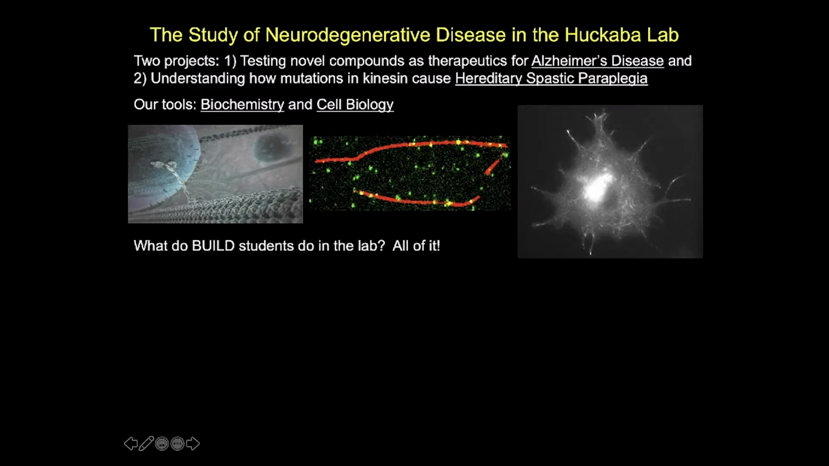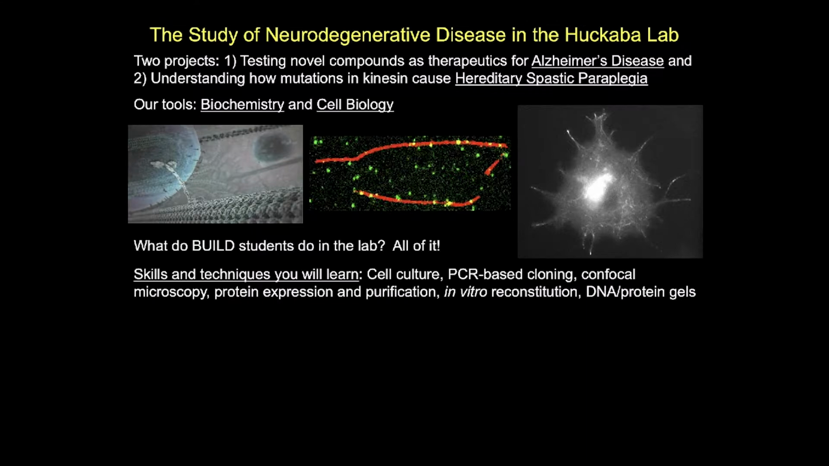And the answer is all of it. I don't train students just to do one thing. I think it's important, particularly as an undergraduate, that you're broadly trained in techniques, and techniques that aren't necessarily specific to my laboratory, but techniques that you will use regardless of what field you go into as part of your larger biomedical research career. So for example, things like cell culture, PCR-based cloning, high-resolution microscopy, protein expression and purification, in vitro reconstitution, rebuilding biological activity out of purified components, and then some basic techniques.